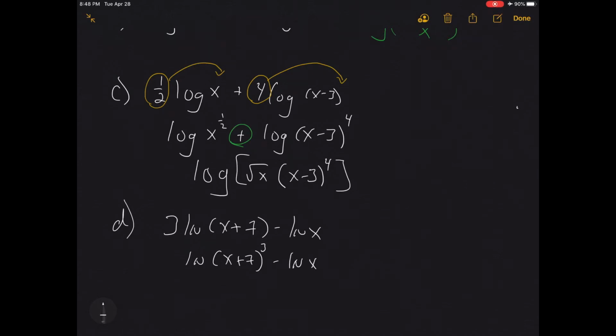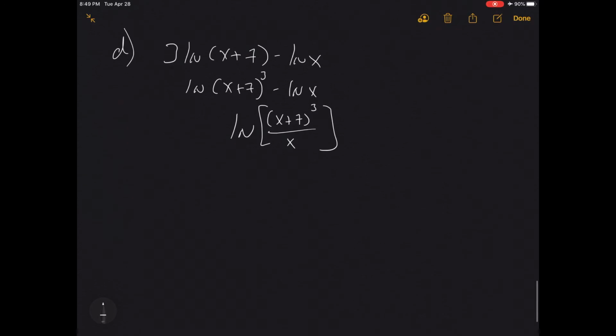Okay, so I brought the exponents up. Now what I need to do is condense the two logs into one. So I'm going to get one natural log, and because it's being subtracted, now the arguments will be divided. So I'm going to have x plus 7 cubed divided by x. And that is what I am taking the natural log of. That is condensed into one natural log. Okay, one more.